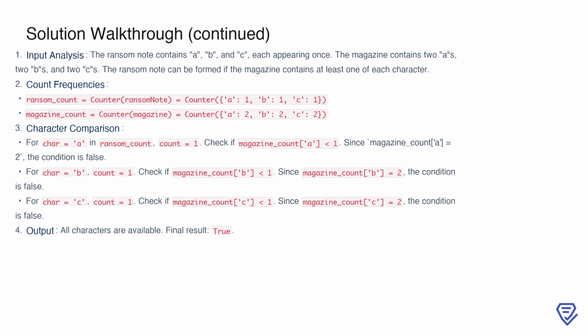For B, the ransom note also requires 1, and the magazine has 2. Similarly, for C, the ransom note requires 1, and the magazine has 2. In all cases, the magazine has enough of each character to meet the requirements of the ransom note. Therefore, the ransom note can be constructed, and the output is true.